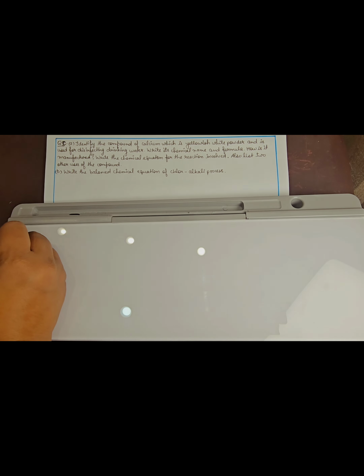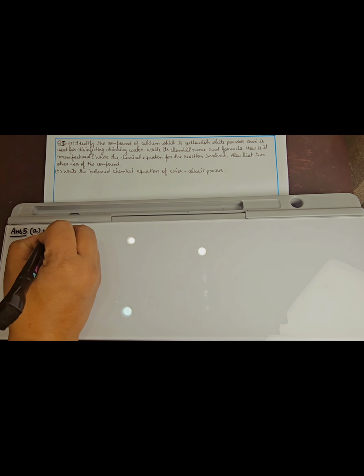So the calcium compound which is yellowish white, that we have done in chapter number 2, that is acids, bases and salt. So you will write your answer in points only. This is answer number 5, A part. First they are asking, identify the compound of calcium which is yellowish white powder and is used for disinfecting drinking water. So again it proves it is a compound of calcium and chlorine, which is bleaching powder. Write its chemical name and formula.